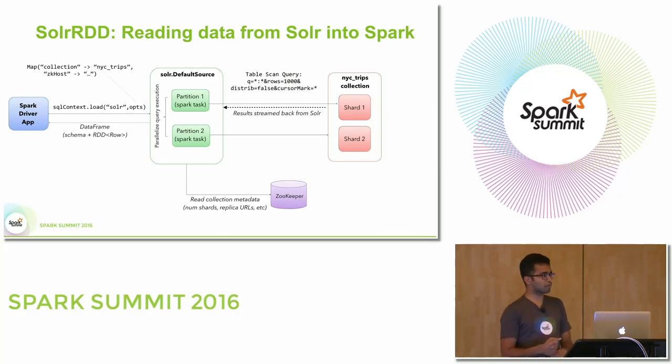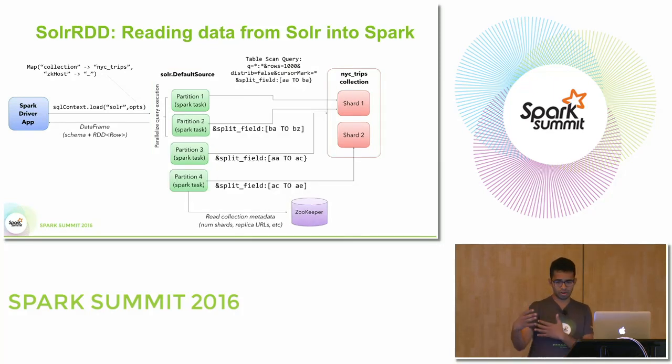And then by getting the Zookeeper level metadata, while telling Spark how many partitions should be present, we take the number of shards and tell Spark, okay, there are two shards, so you should be able to read these two shards in parallel. So what we tell Spark is to use two partitions for it. This is not very efficient. So on the next slide, we will see how we can do better splitting within shards.